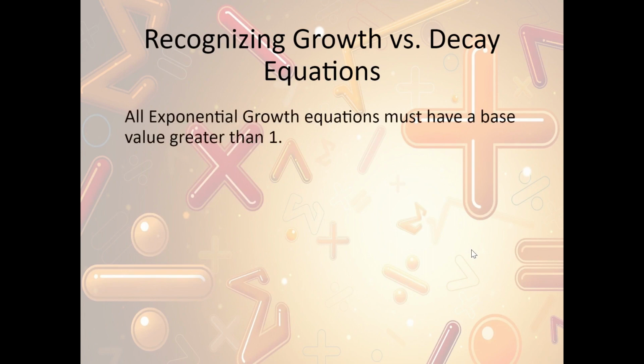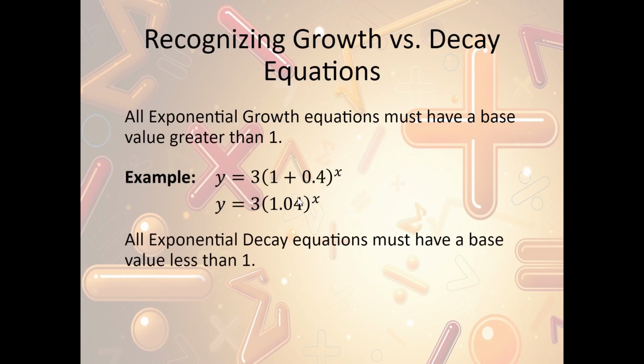Well, exponential growth equations always have a base value greater than 1. So it could look like this: y equals 3 times (1 plus 0.4) to the x. So obviously that's greater than 1 when we add those together. Or it could be something like this, where they already added it together for you, where it's y equals 3 times 1.04 to the x, which obviously this number is greater than 1. So that's growth.